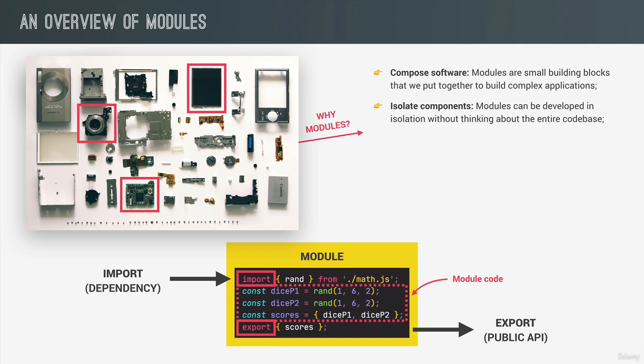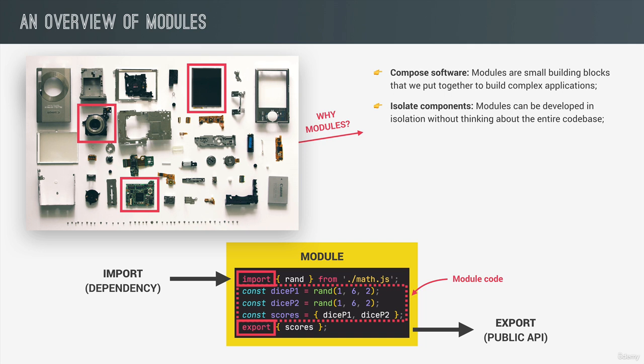And again, isolating components essentially means that each module can be developed in isolation without the developer having to think about the entire code base. He doesn't even need to understand all of it, which makes it really easy to collaborate on a larger team.